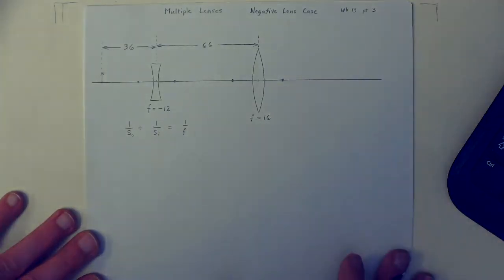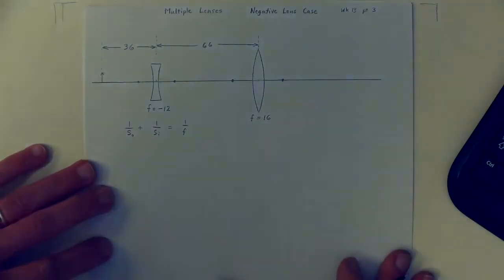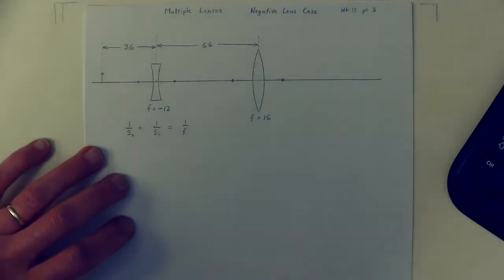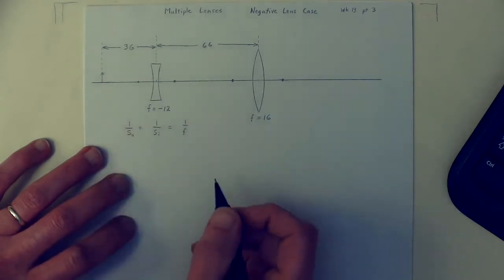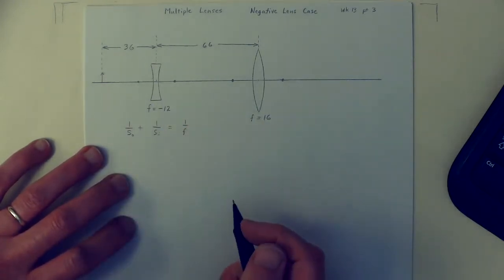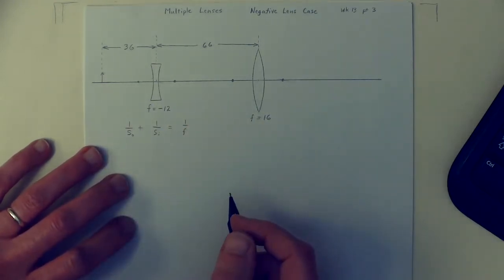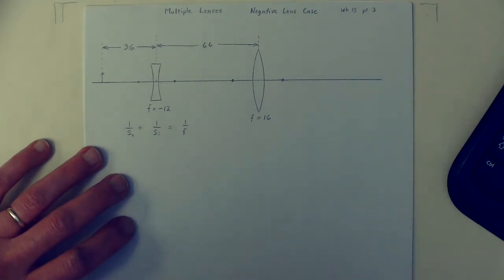Week 13, part 3, looking at an example of multiple lenses where you've got lenses in sequence. The light from one lens passes through a second lens, and you have to figure out where in the world the images form in this case.